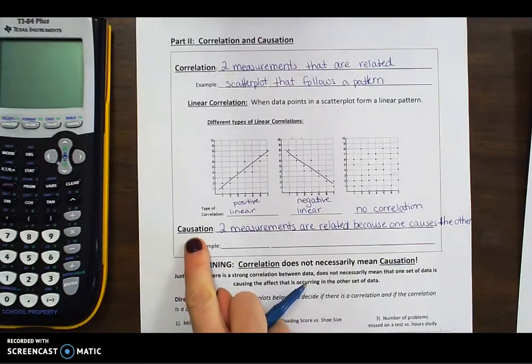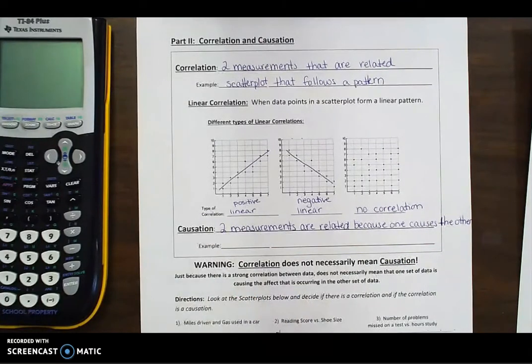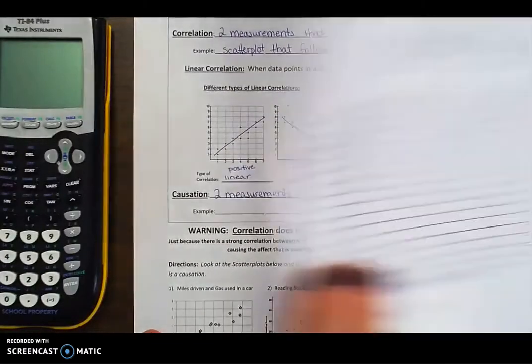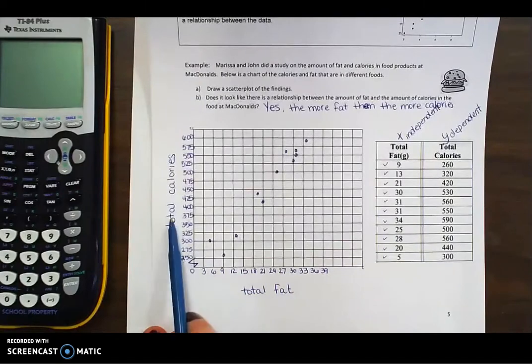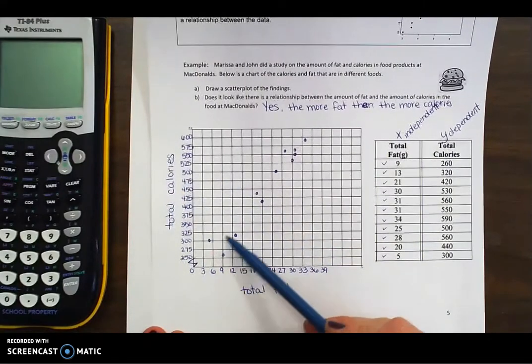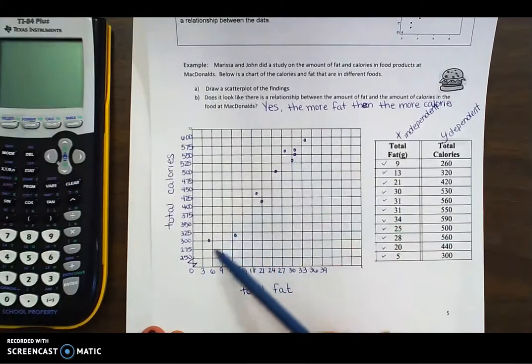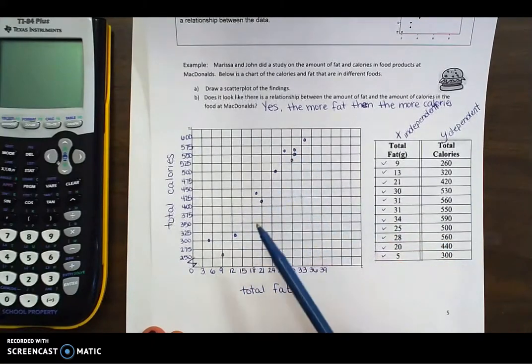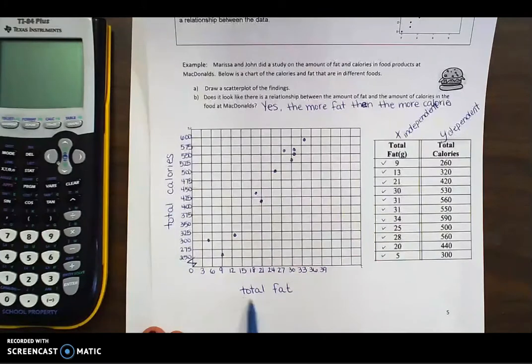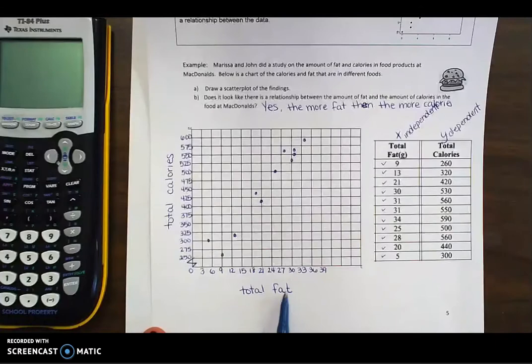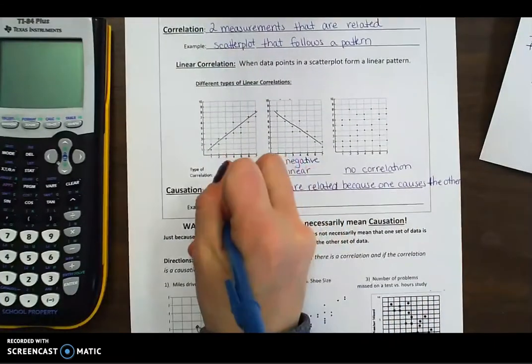Okay, so an example of a causation. If we go back to our scatter plot, we have total fat and total calories. Now we saw this formed a positive linear correlation. But now let's think. If you have more fat, does that cause the food to have more calories? Well, I believe for every gram of fat, there is a specified amount of calories, so yes, the more fat causes the more calories.